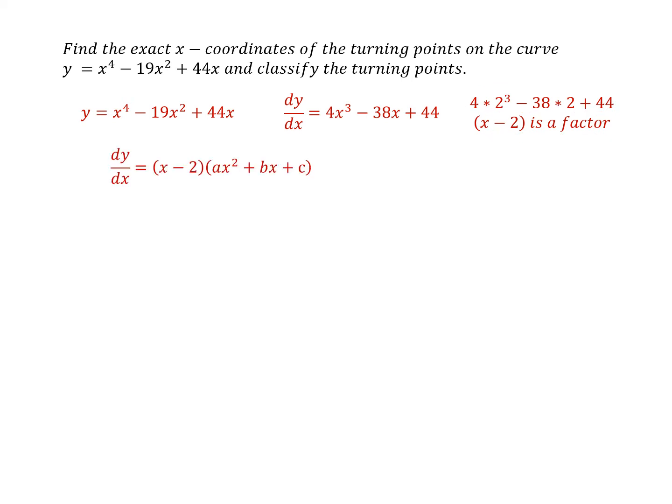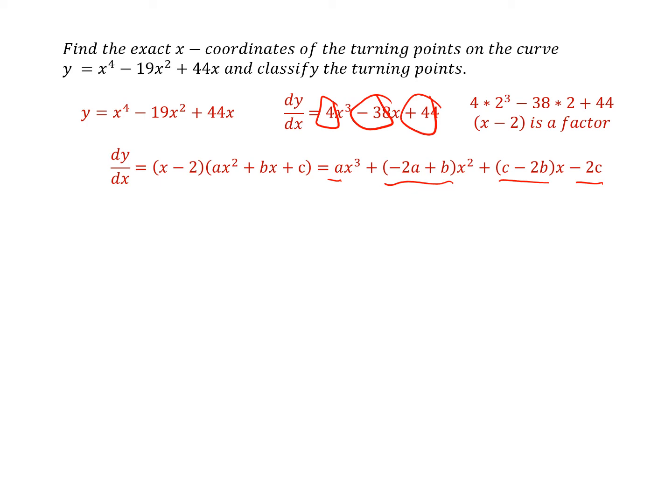So the quadratic factor I'm calling ax squared plus bx plus c just for the moment. So I need to find out what a, b and c are. I've multiplied the brackets out there, and you can see that I've got a coefficient of x cubed, a coefficient of x squared, a coefficient of x, and then an independent term at the end there. And I can compare those with the coefficients of dy/dx here, the coefficient of x squared being 0. So comparing the coefficients of x cubed, I immediately get that a equals 4.